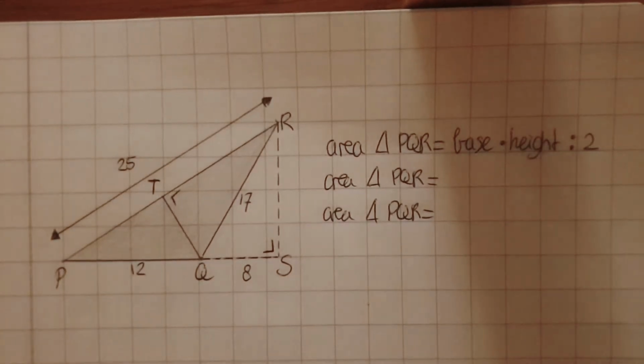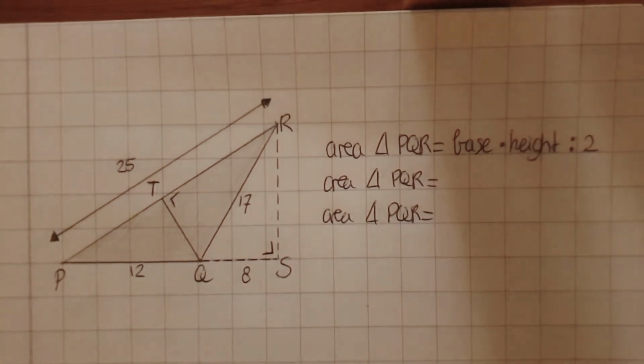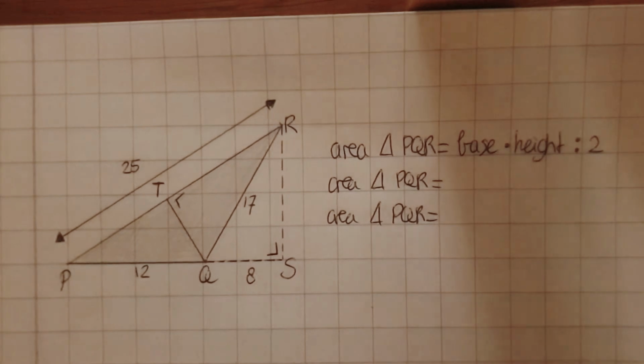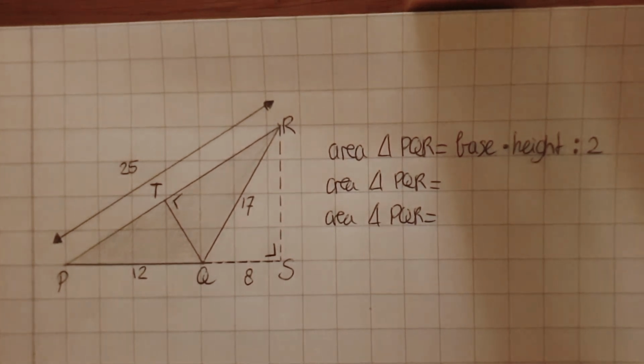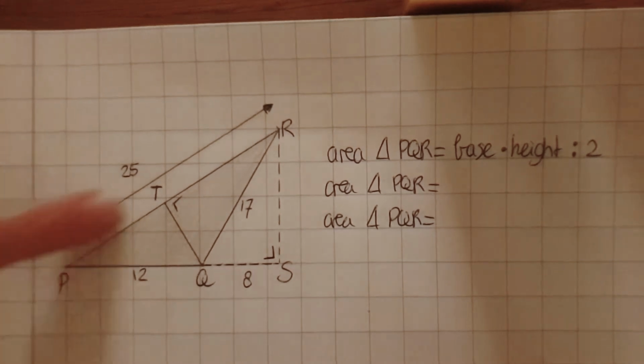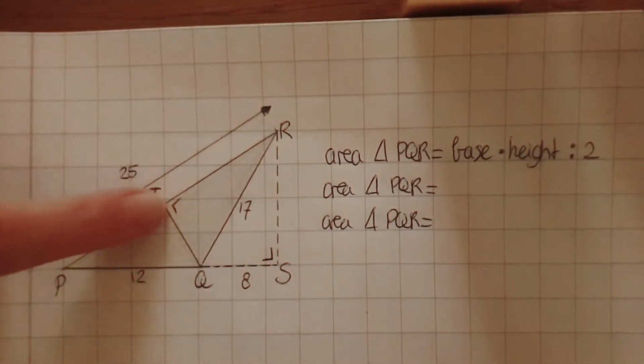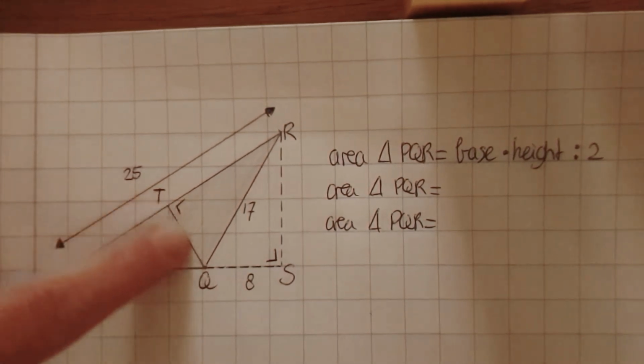And the last triangle is triangle PQR. I'm going to calculate the area here. So again, base times height divided by 2, or you can do times a half. Now I have to look for a base. For example, if this is the base, PR, which is 25, that's given, there is a 90-degree sign here. So this can be the height.